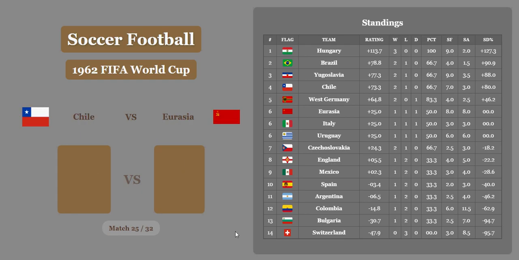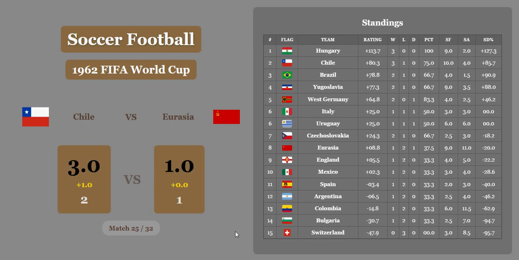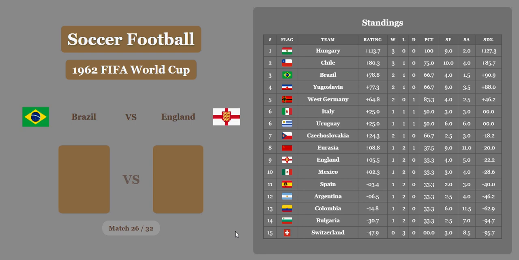Chile versus Soviet Union. 2-1. Chile wins. They're going to get a whole goal, so it's going to be 3-1. And that will put them in 2nd place, right over Brazil, but still trailing Hungary by quite a bit. And Eurasia falls to 8th place.